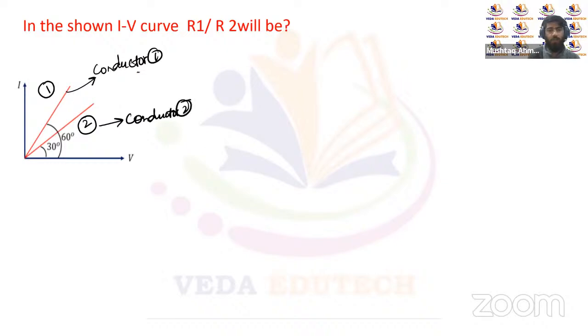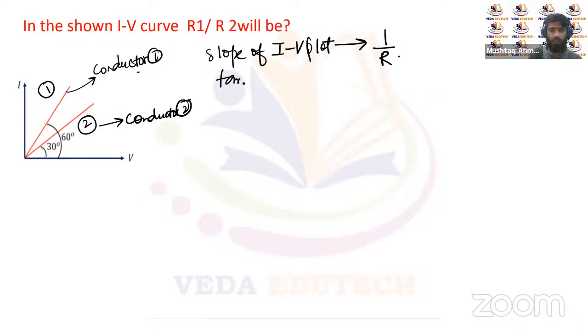Conductor 2, and we know the slope of the IV plot gives us 1 upon R, right? Correct, 1 upon R, and the slope is nothing but tan of theta. For the first graph, we can see the slope is tan of 60 degrees, right?